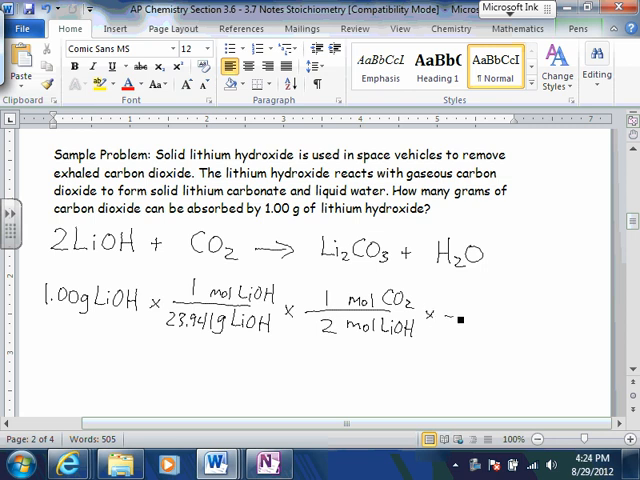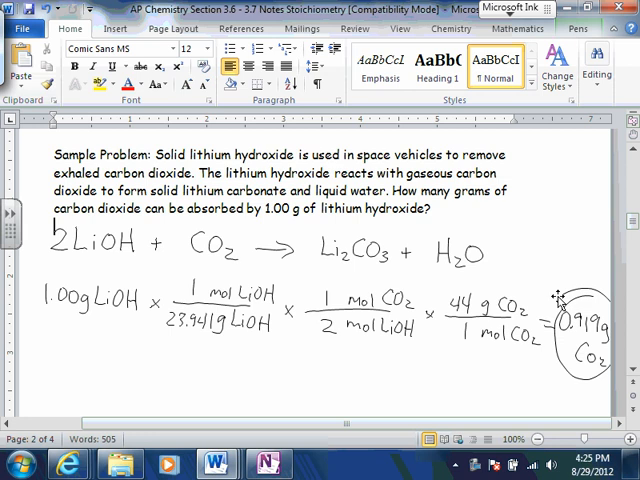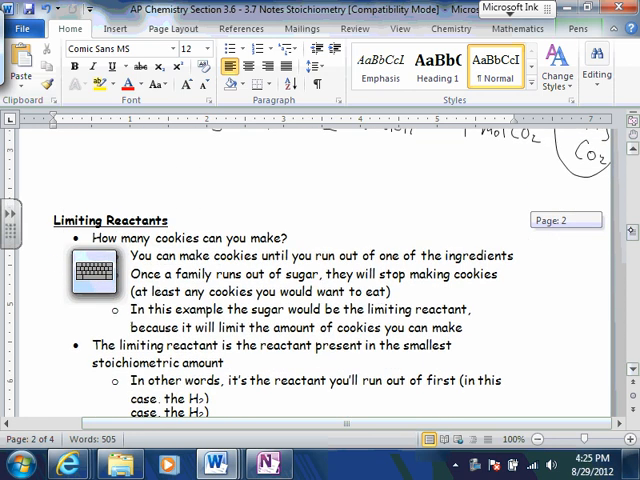And then we want to know grams of carbon dioxide, so we go from moles of CO2 to grams of CO2, and this is about 44 grams in 1 mole. Okay, once we figure all this out, it's going to give us 0.919 grams of CO2. Okay? That's how to work that one out. Again, I think we're probably good on that so far.